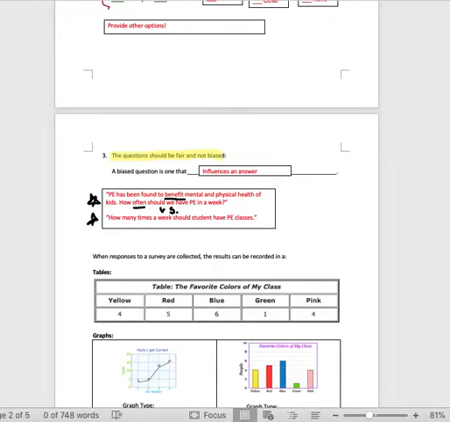A better question, so this one, sorry, I'm just going to erase this little star. So this first one is not a great question. I'm going to put an X beside it. The second one, though, is a good question because instead it says, how many times a week should we have PE class? Okay, so that now opens it up for a lot more.